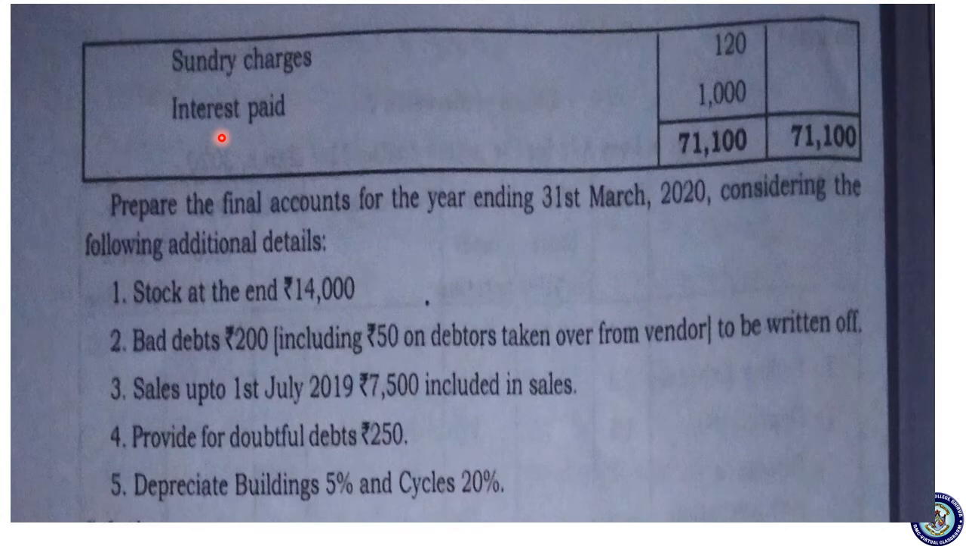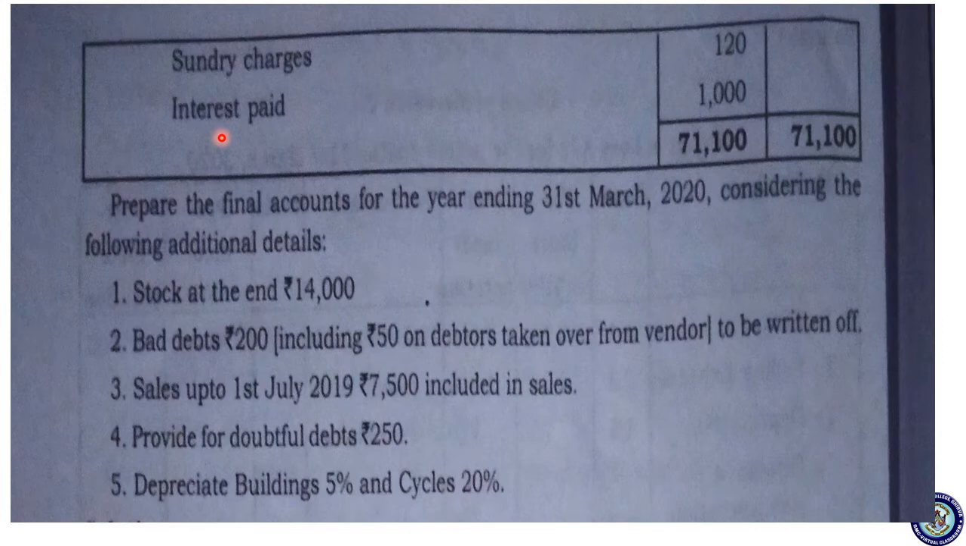Next you see, prepare the final accounts. So first you have to calculate the gross profit because they have not given the gross profit. Then you have to prepare the profit and loss account, with two amount columns, pre-incorporation and post-incorporation, on debit as well as credit. Then you have to prepare the consolidated balance sheet.